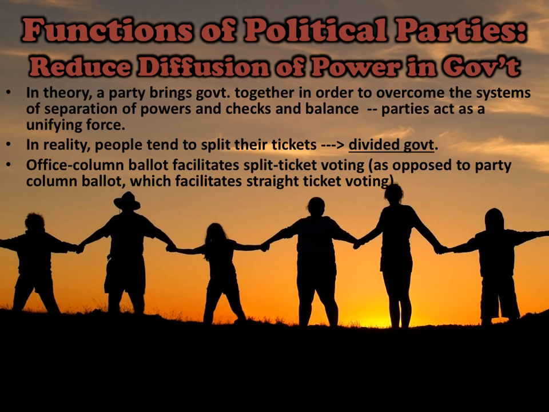Okay, so the theory with political parties is that they're supposed to bring the government together in order to overcome checks and balances, because checks and balances can make things difficult to get stuff done. Like all the Democrats in Congress will vote one way and the president who's a Democrat will sign a bill. But in reality, people tend to split their tickets and we have divided government, like today, a Congress that's Republican and a president that's Democrat, and so this doesn't necessarily work out that way. But parties are supposed to unify people and overcome checks and balances. The reality is not so much.